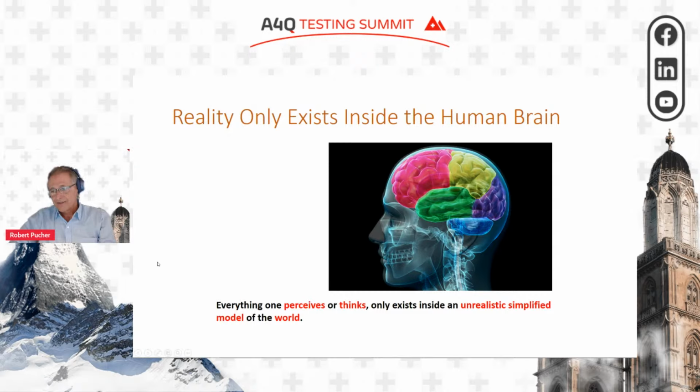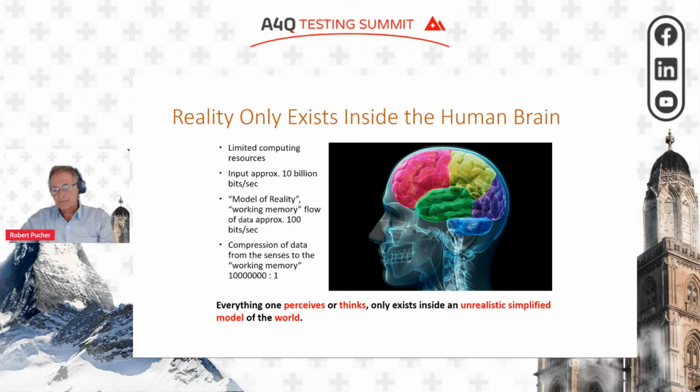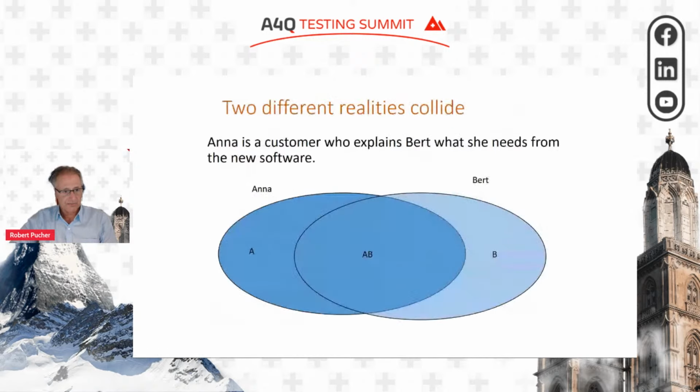So in the end, reality only exists inside the human brain, and everything one perceives or thinks only exists inside an unrealistic, simplified model of the world. You don't believe me? The reason for all this is that our brain simply does not have the computing resources to process everything. So we have fancy strategies to reduce the data which we have to process. I don't want to go too deep into that because I'd run out of time.